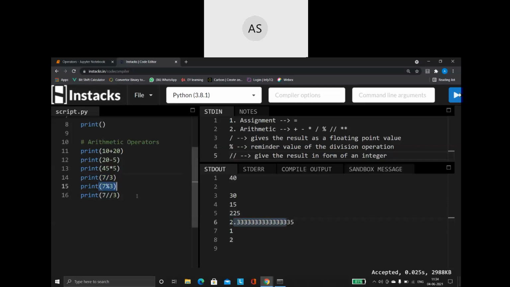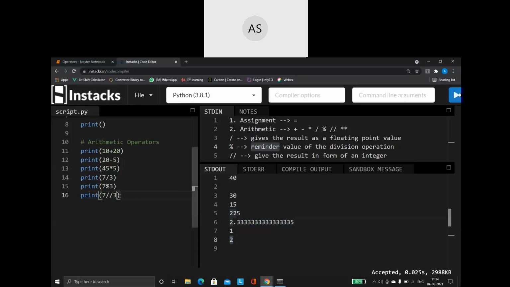The modulo operator is going to give me the remainder value of a division operation. Then when I talk about the floor division, it is going to do the division, but it is going to return me an integer value. Whatever fractional value you have is going to be ignored. It is not going to be considered at all. So that is the advantage with my floor division.